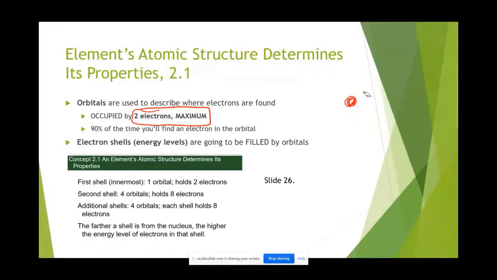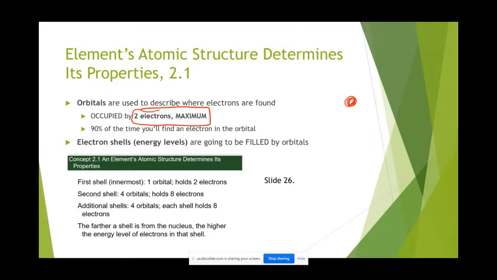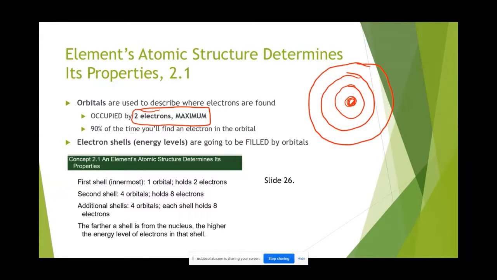I know you're probably thinking an orbital is something that goes around and around and around. No, that's not an orbital. In this setting, that's not what an orbital is. These are called electron shells. What I'm drawing for you right now, these are called electron shells, not orbitals. In each of these electron shells that I'm pointing to, you will find orbitals in it. It's very weird.